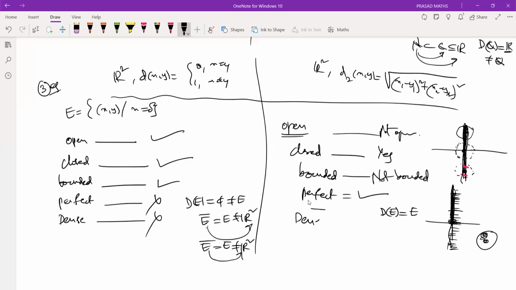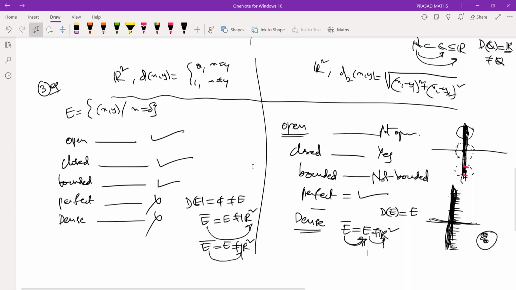Is it dense? No, because the closure is itself. It should not be R2. Why is the closure itself? Because E is a closed set. E closure is itself. Therefore, E is a proper subset of R2, because this is just a line in a plane. This y-axis is after all just a line. It should not be the full R2. Therefore, it is not dense. Is it clear? Yes. Okay, sir.